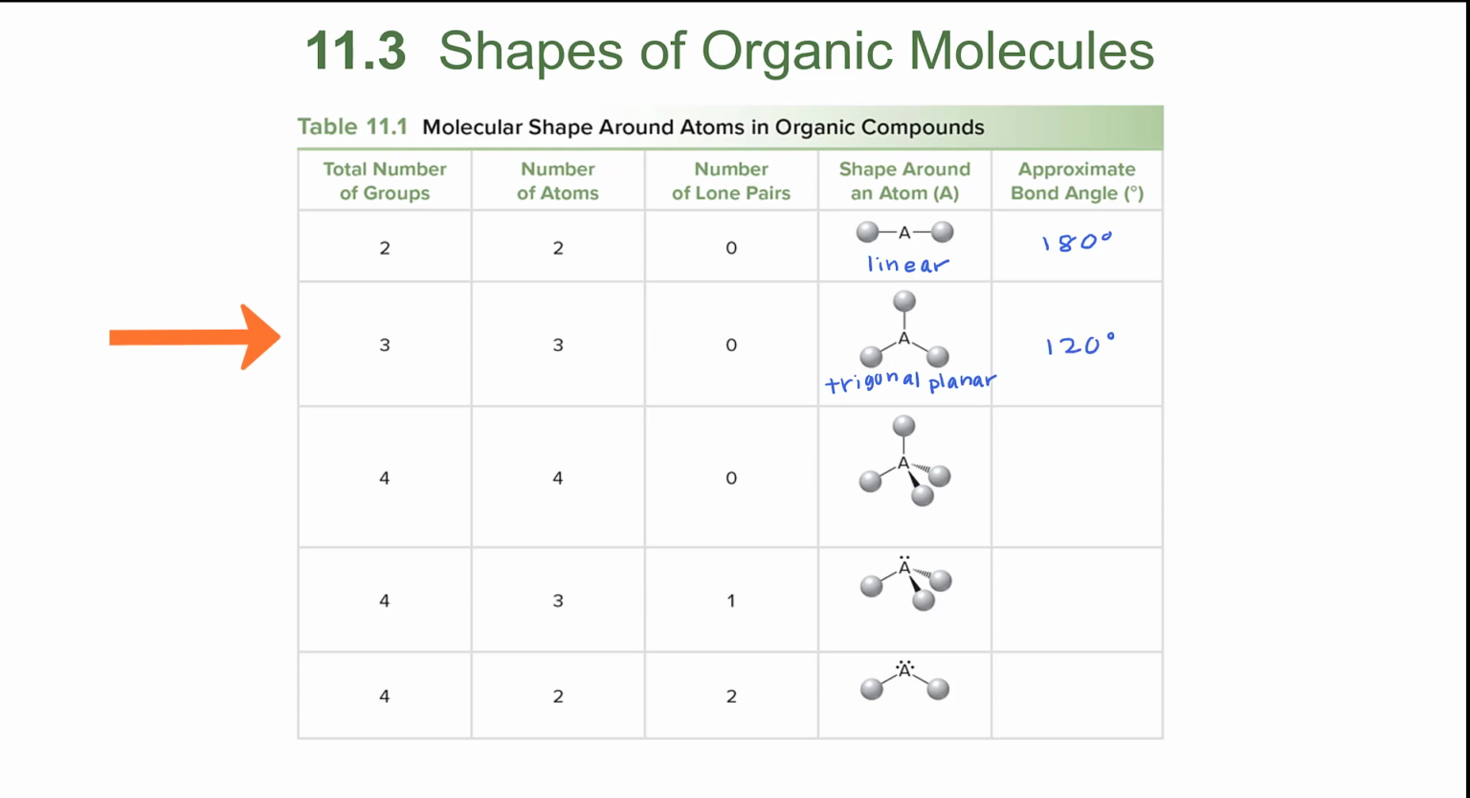For 4 groups, 4 atoms, and 0 lone pairs like carbon, this is tetrahedral. And our bond angle is 109.5. For 4 groups, so that group can include the electron lone pair cloud. So we have 3 atoms and 1 lone pair. This is trigonal pyramidal.